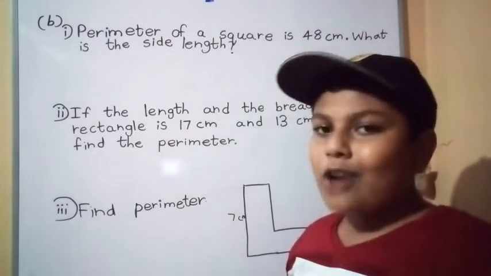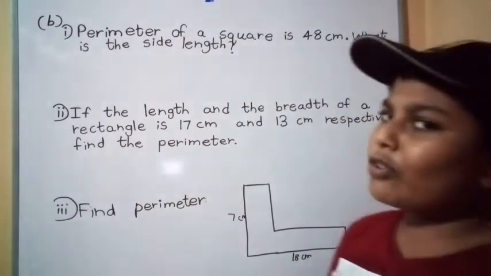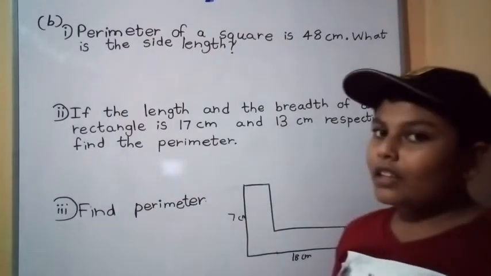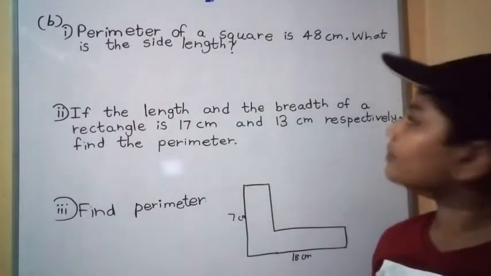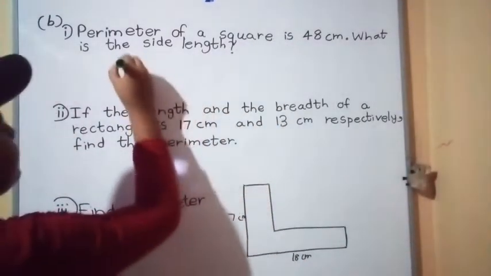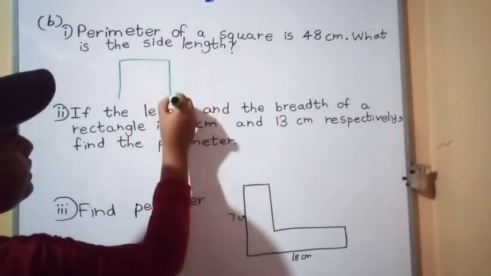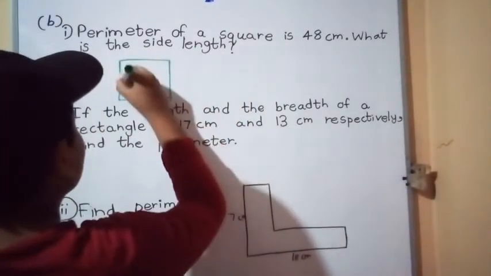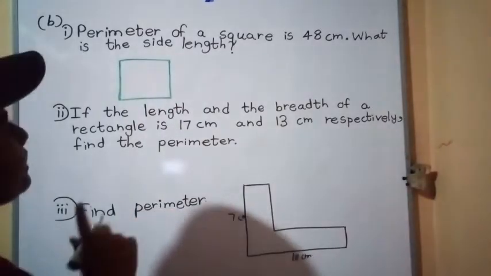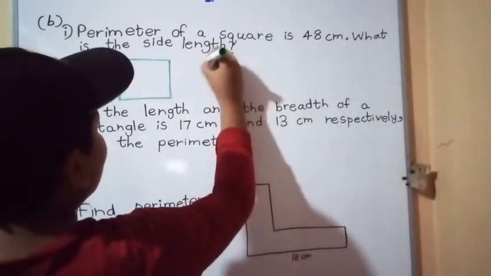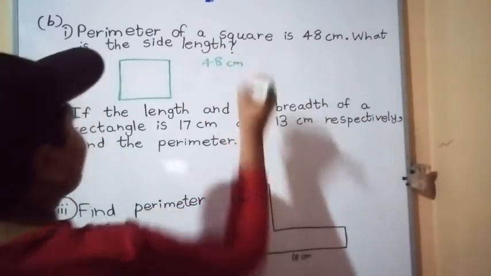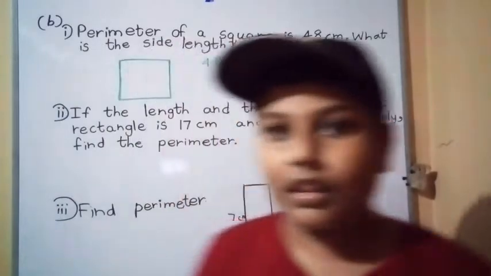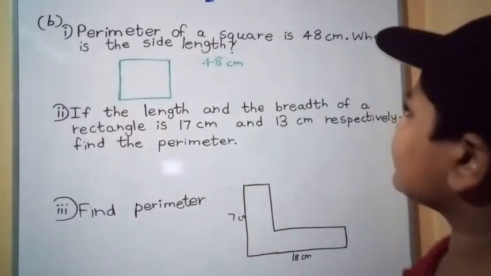Alright, you look, there I have 3 questions. Now let's move to the first question. The perimeter of a square is 48 centimeters. What is the side length? Now you get a square like this. The square's full perimeter is 48 centimeters. Now, what is the side length?